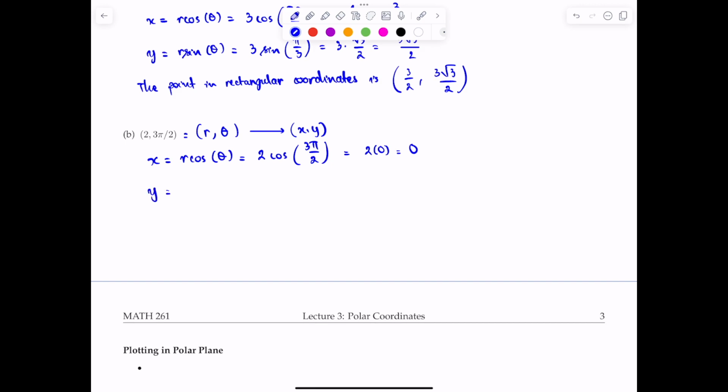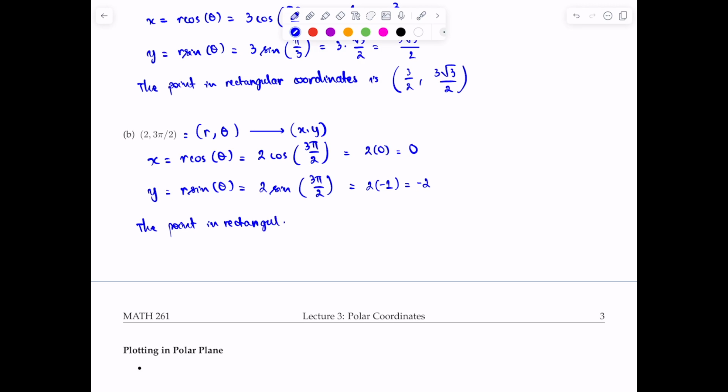For the y value, you get y equal to r times sine of theta. Well, this is 2 times sine of 3 pi over 2. So sine of 3 pi over 2 is equal to -1. So 2 times -1 gives you -2. And therefore, you conclude that the point in rectangular coordinates is the point (0, -2).